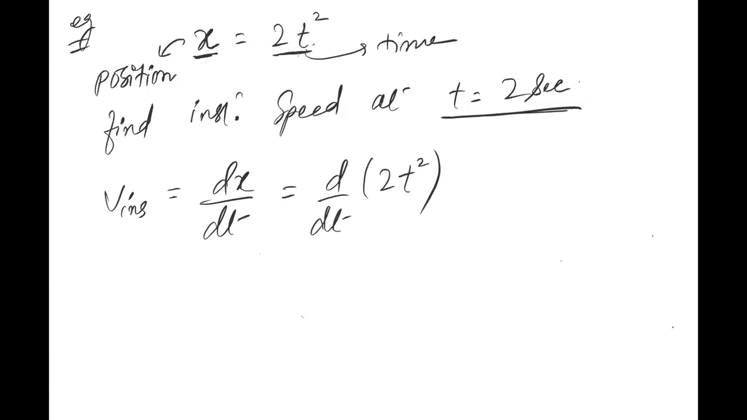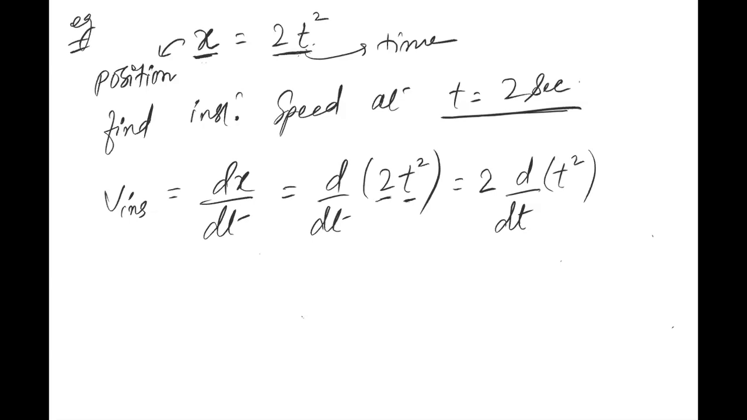In differentiation, I told you, if you have a constant multiplied with a variable, see, time will change, but 2 is a constant, right? So you will keep 2 as it is, and you will differentiate d by dt of t square. The constant will be kept as it is, and you will differentiate only t square.